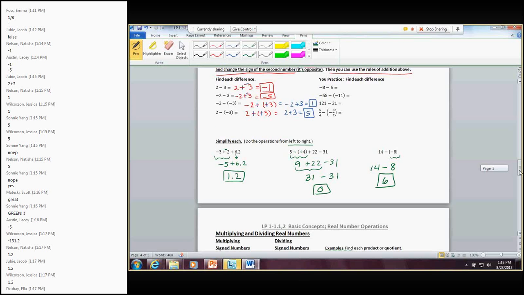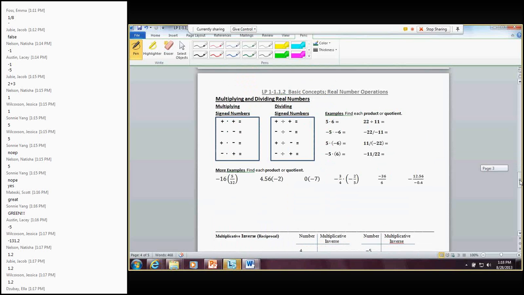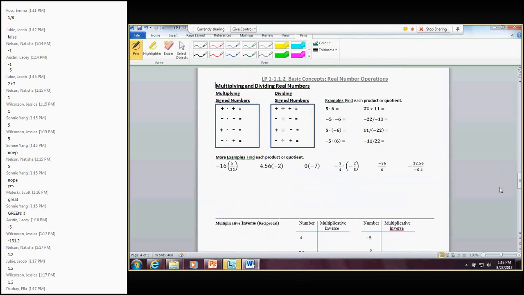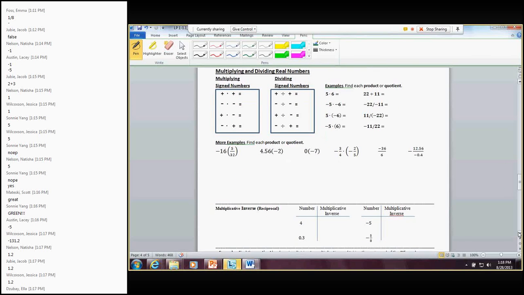Okay, also in section 1-2, we're going to talk about multiplying and dividing real numbers. So this one I think a lot of people like. A positive times a positive is positive. A negative times a negative is positive. It's not the same as adding. A positive times a negative is negative, and a negative times a positive is negative.